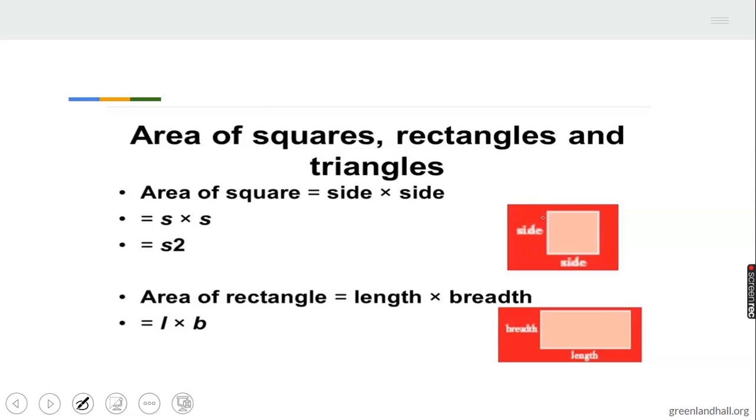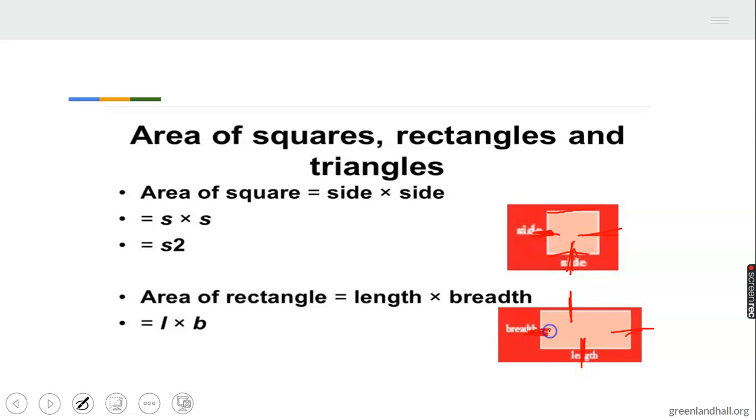Now look at the formula here. Area of square is side times side. You multiply the 2 sides together like I showed you earlier: this side times this side. A square has all sides equal. If this is your length, this is also length. If this is your breadth, this is also breadth. Take note of that. A square has the same size, so you just say the same number multiplied by itself. But a rectangle has a long side and a short side. This side is the same as this side, and the upper side is the same as this lower side.